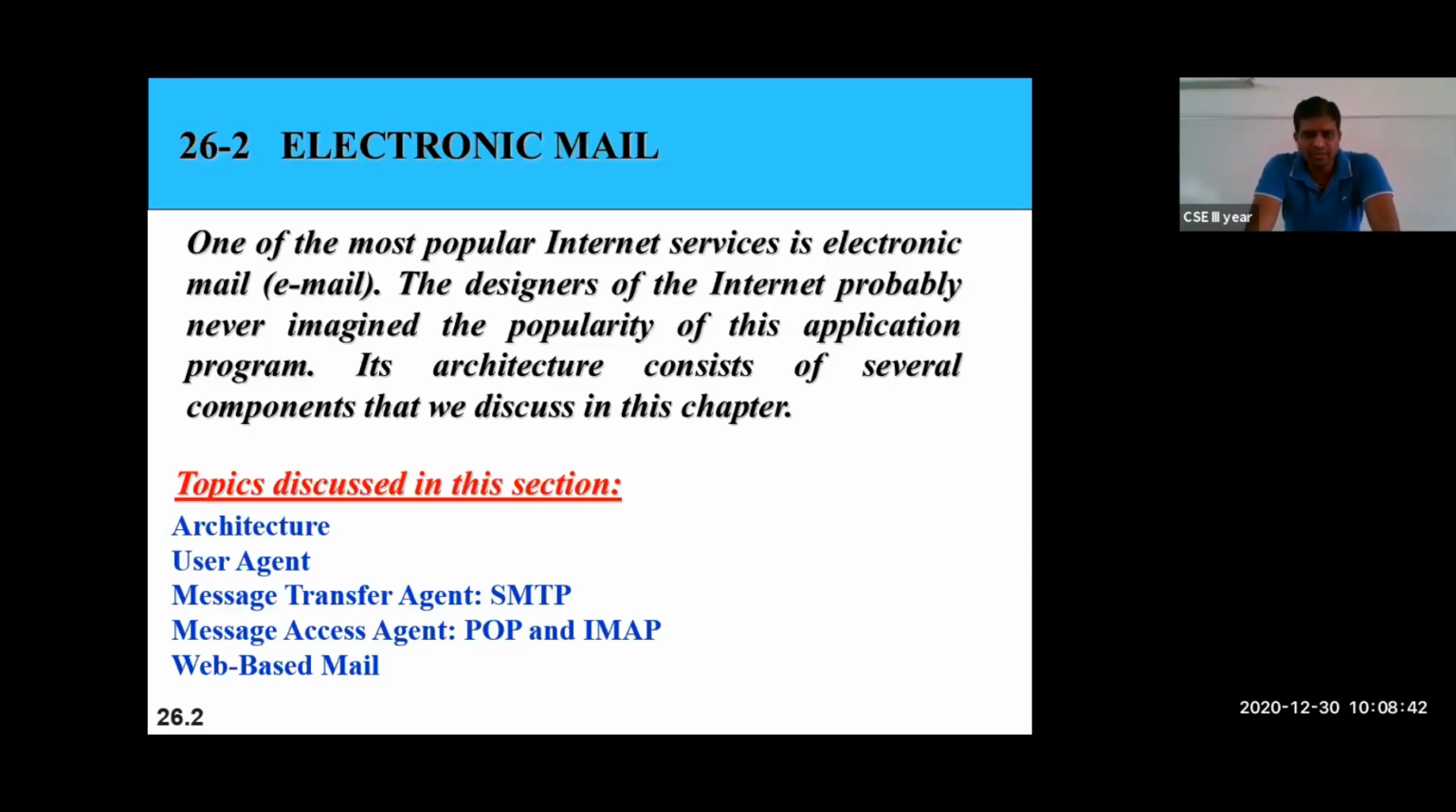So the topics we are going to study today are the architecture of email, then the components of email, like the user agent: what is the use of a user agent and why we need one. Then the message transfer agent, what is the need of a message transfer agent, and the protocol that implements message transfer, called SMTP, Simple Mail Transfer Protocol. Then we will need a message access agent, and why we need it is also discussed. And then the protocols that help in implementation of message access, called POP, Post Office Protocol, and IMAP, Internet Mail Access Protocol. The last one, web-based mail, is not in our syllabus. Only those four we'll be discussing, right?